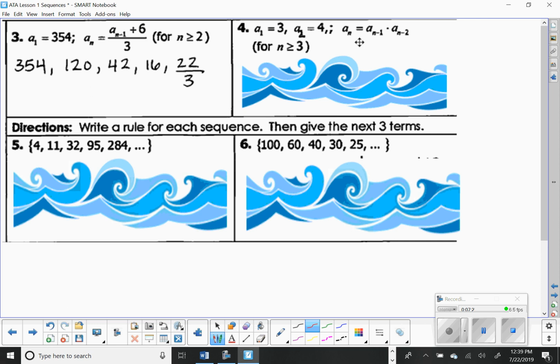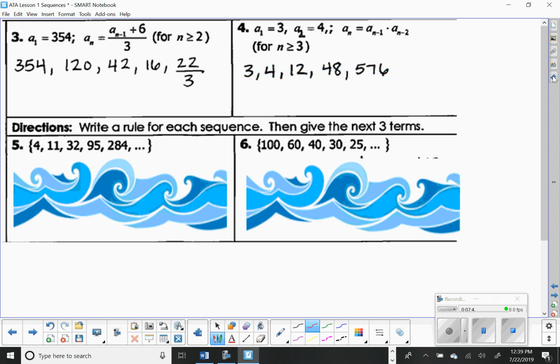Okay, what about number 4? Now notice number 4, in order to get a sub n, you need n minus 1 and n minus 2. You need the 2 previous terms. So this only applies when you get to 3. So when you give me the next 5 terms, you can give me term 3, 4, 5, 6, and 7. And there they are. Good? All right.